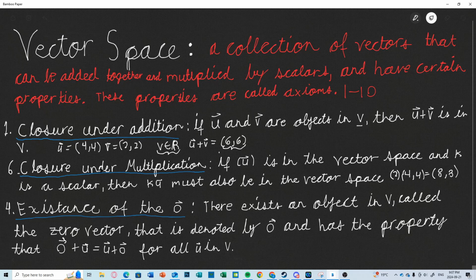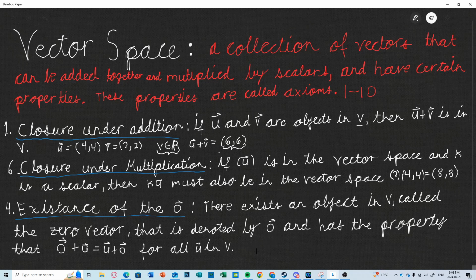And finally, our last one that is the most important is the existence of the zero vector. So what this one means is there exists an object in V, our vector space, called the zero vector that is denoted by the 0 with an arrow on top and has the property that 0 plus the vector u is equal to the vector u plus 0 for all u in our vector space V.